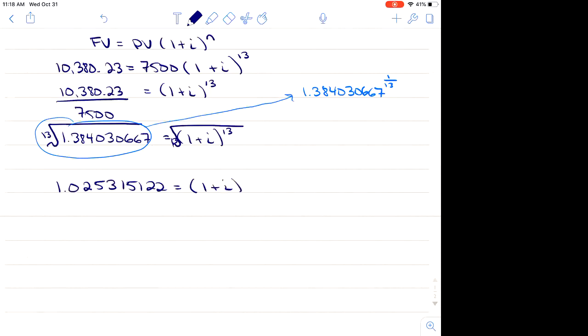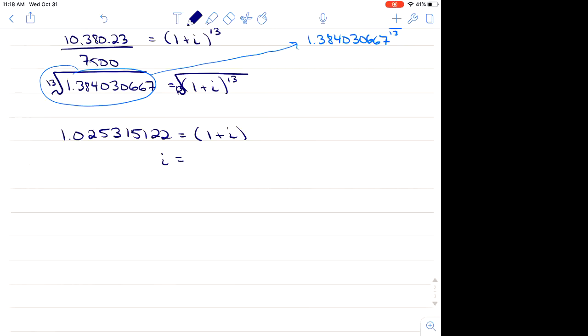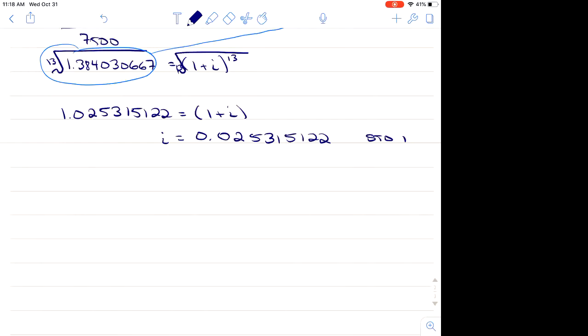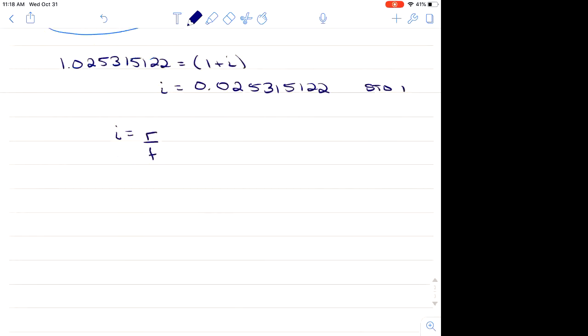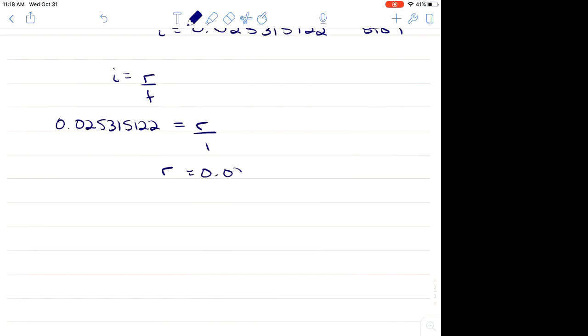Now solving for I, we can just subtract 1 from both sides, so I get 0.025315122. I'll store this in 1. Because now we want to try to find R. So now we know I is R over F. 0.025315122 is R over F, which is 1, so R is also 0.025315122.